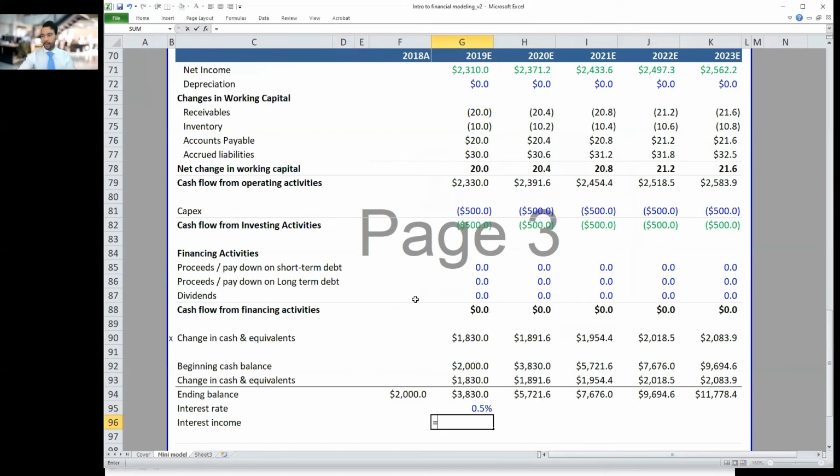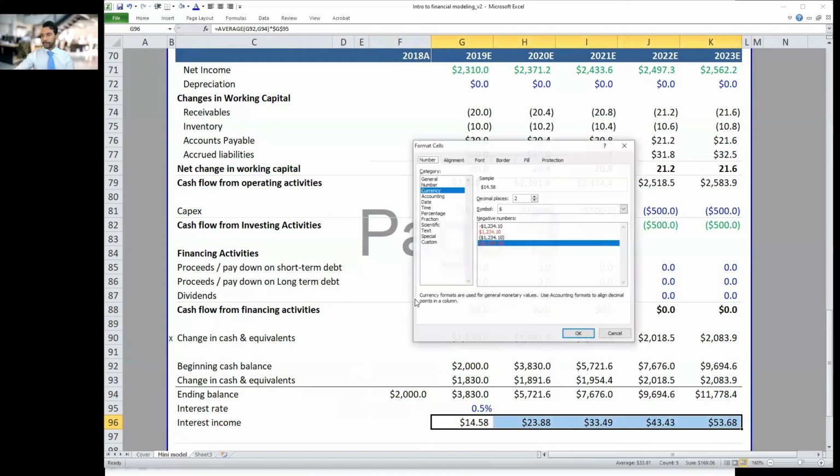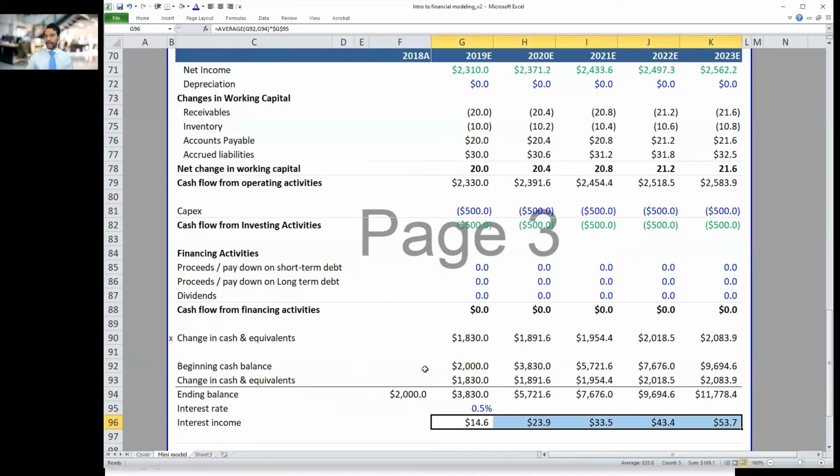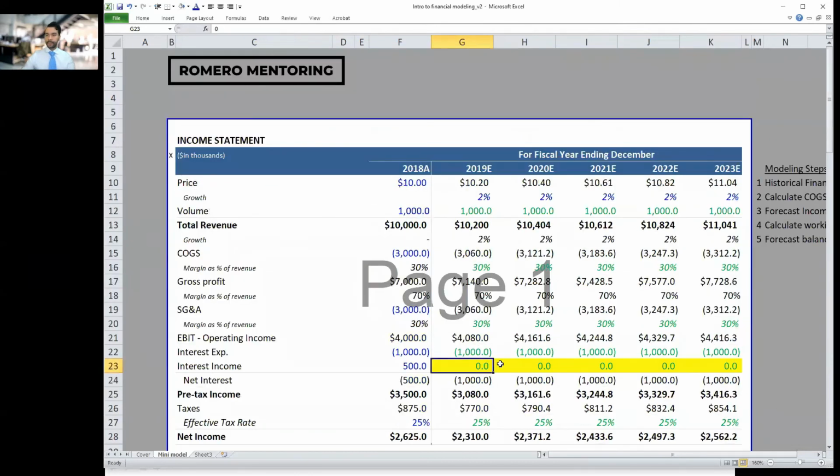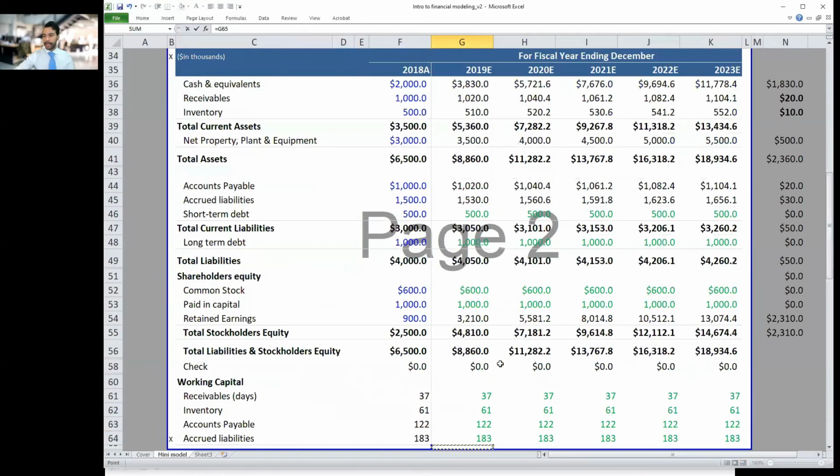How are we going to calculate interest income? We take the average between my beginning and ending balance, and we're going to multiply this by my interest rate. I'm going to anchor this cell, drag this across to the right. So essentially, if we take the average of these two, you probably have about $3 million of cash sitting in your bank. You're going to be earning 50 basis points. That's about $14,000 of interest income a year. Now, this number needs to be included in my interest income line on the income statement.